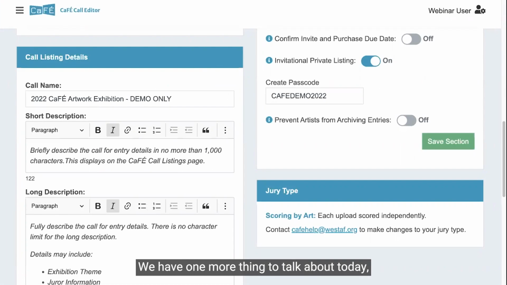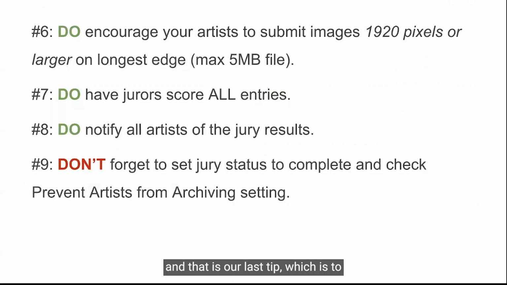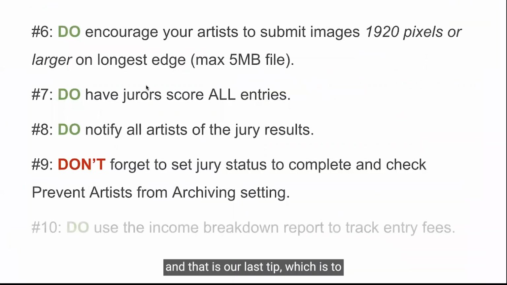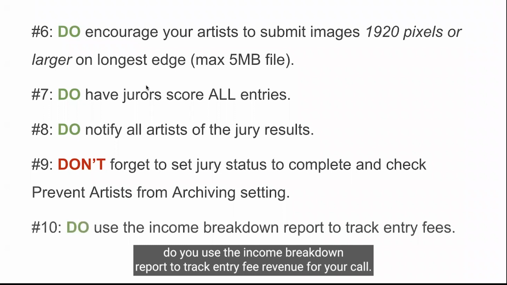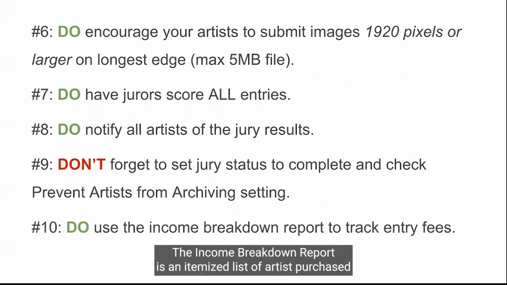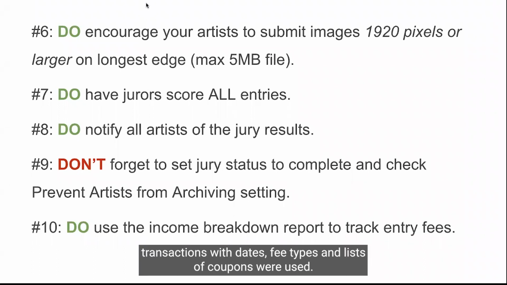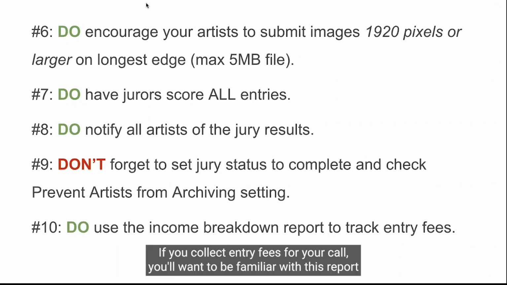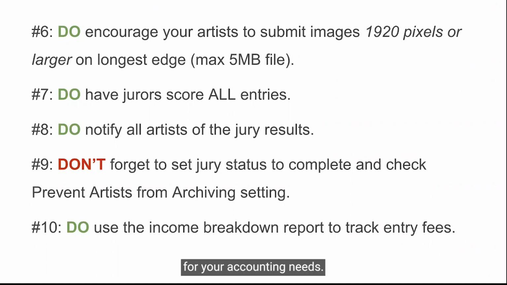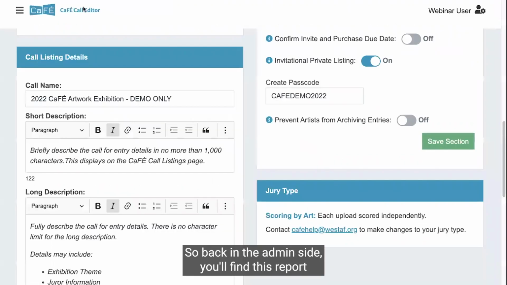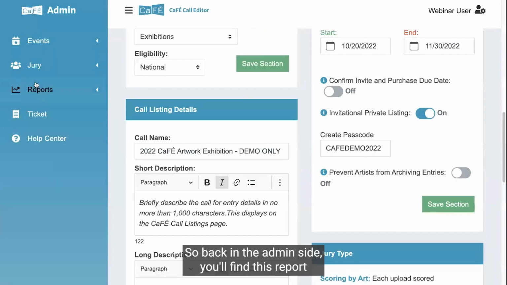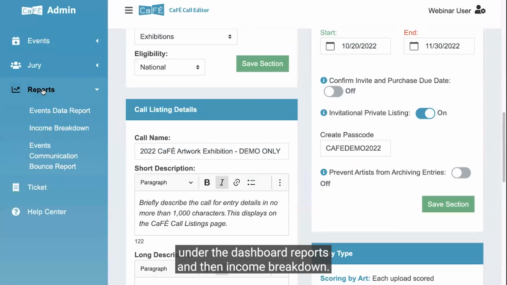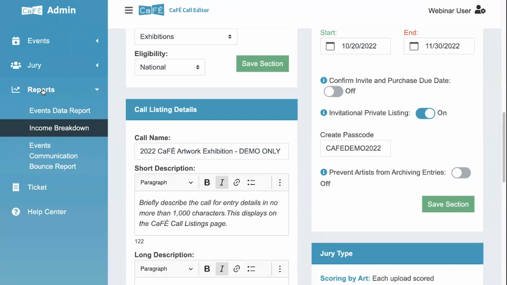We have one more thing to talk about today, and that is our last tip, which is to use the income breakdown report to track entry fee revenue for your call. The income breakdown report is an itemized list of artist purchase transactions with dates, fee types, and lists if coupons were used. If you collect entry fees for your call, you'll want to be familiar with this report for your accounting needs. So back in the admin side, you'll find this report under the dashboard, reports, and then income breakdown.